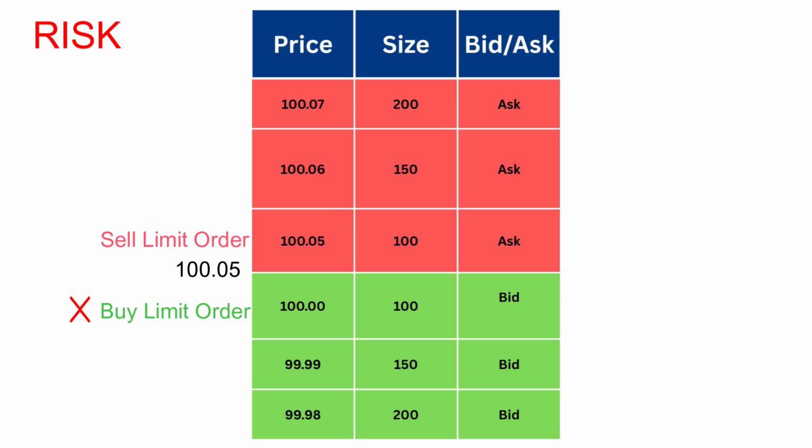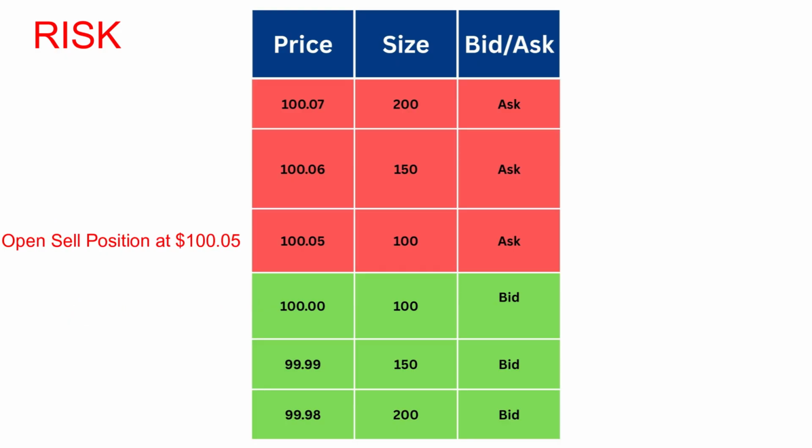At 100.05, the sell limit order will fill, because as we know, a sell limit order fills if the market is at that limit price or above. As the market is at 100.05, the sell limit order will fill, but your buy limit order will stay open because the market is above 100. So now you are actually in a loss because you will have an open sell position at 100.05. Now let's say the market goes up to 100.06, then 100.07. So you are already in a loss.